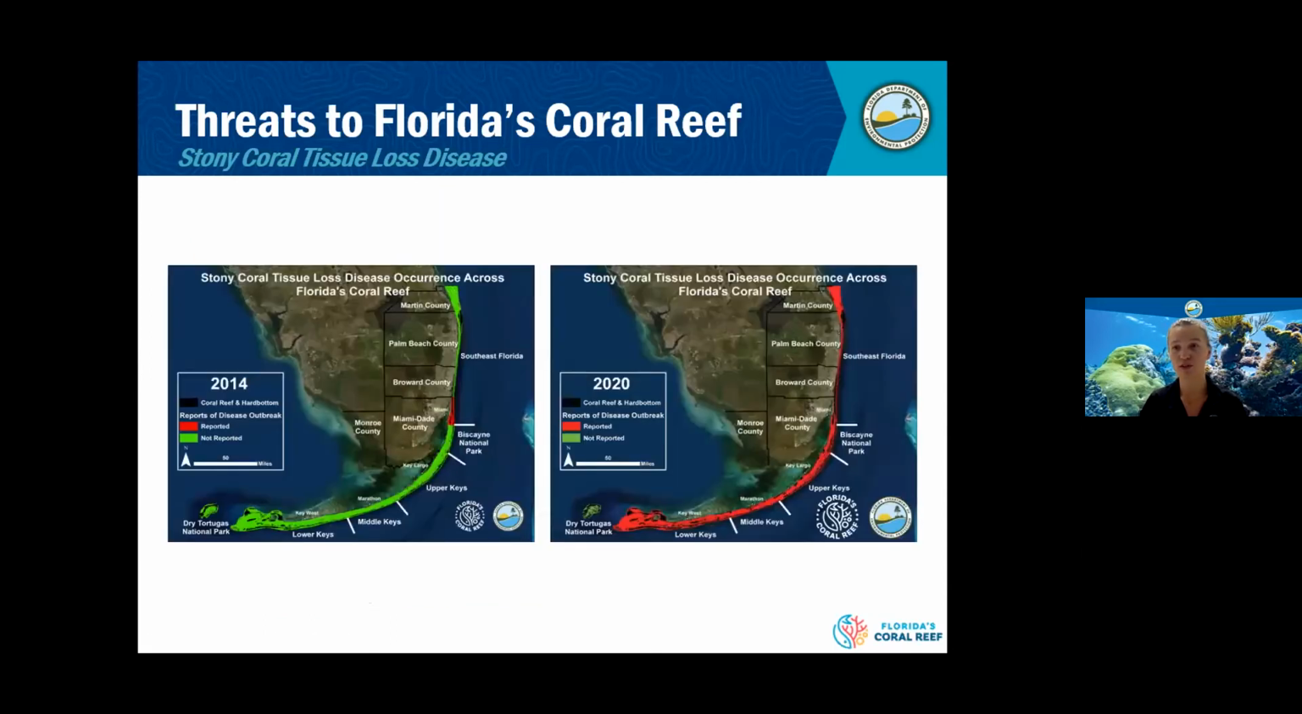So just to give an overview of where this disease is present. On the left, you can see a map from 2014, which shows where the outbreak first started, just north of Biscayne National Park. And on the right-hand side, you can see now in 2020 and now in 2021, the disease has spread throughout the entire Florida reef tract, all the way from Martin County to the Marquesas. And the only place that we don't have coral disease present in Florida is actually in the Dry Tortugas. And unfortunately, there have also been reports of the disease in other Caribbean countries as well.